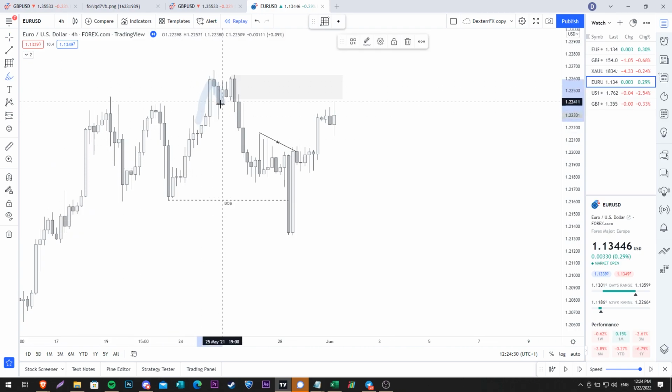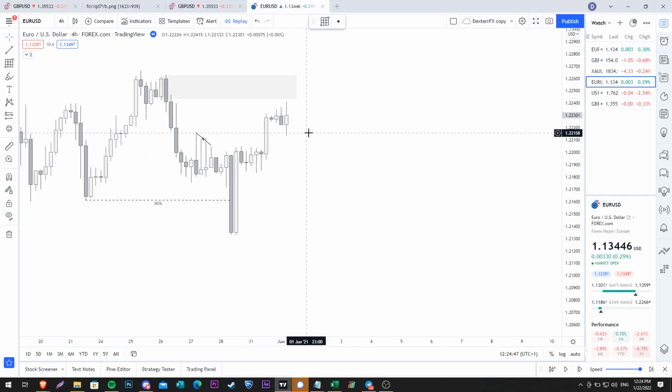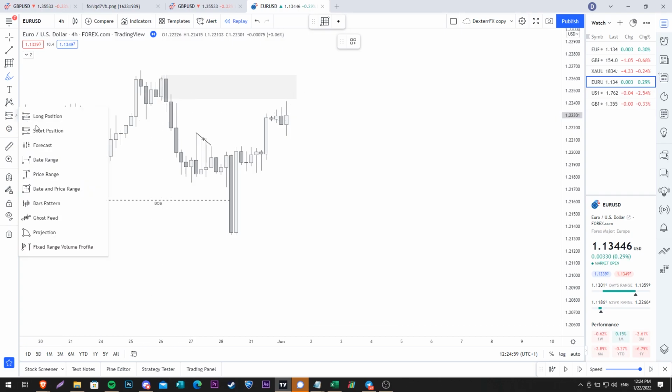We accumulate some orders here, and after we break the structure to the downside, up here, we break this structure on the left. We create many liquidity here, okay, that we can use as inducement. And the origin of this move is this buying candle before the big move to the downside. So our order block will be in this area.